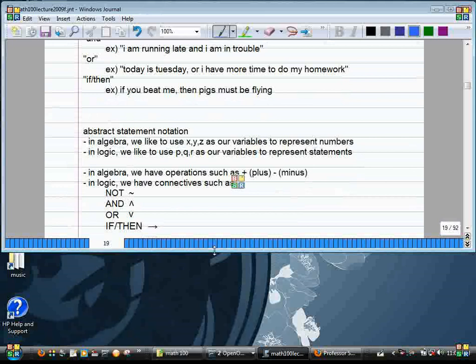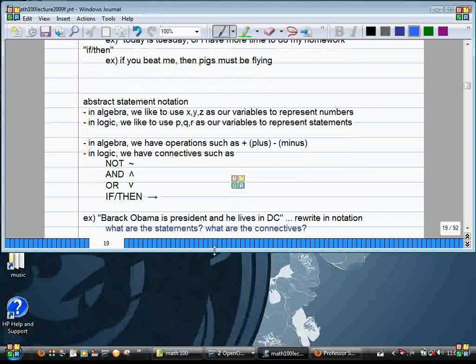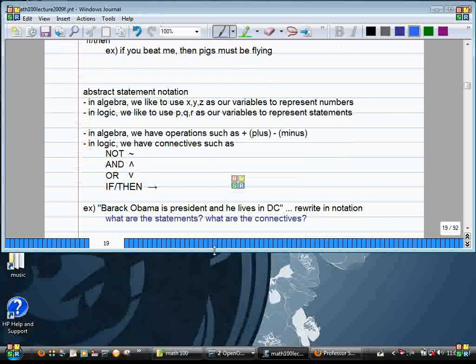Okay. Barack Obama is president and he lives in DC. So let's rewrite this in notation. So first of all, what are the statements? What's the first statement? Okay, Barack Obama is president. How should we represent that? Give me a variable or an abbreviation. B. Great. So B is now that entire first statement.